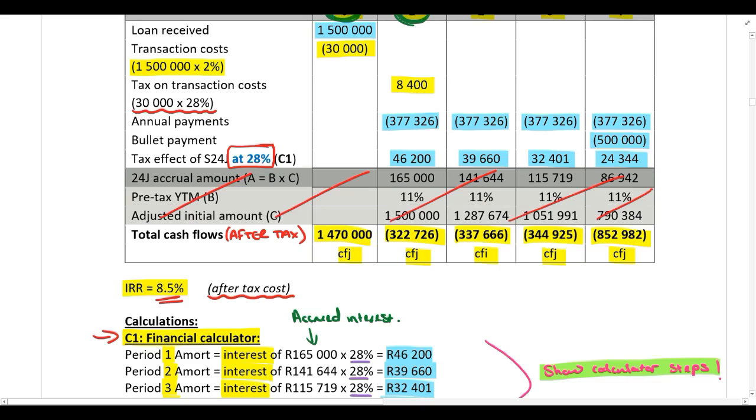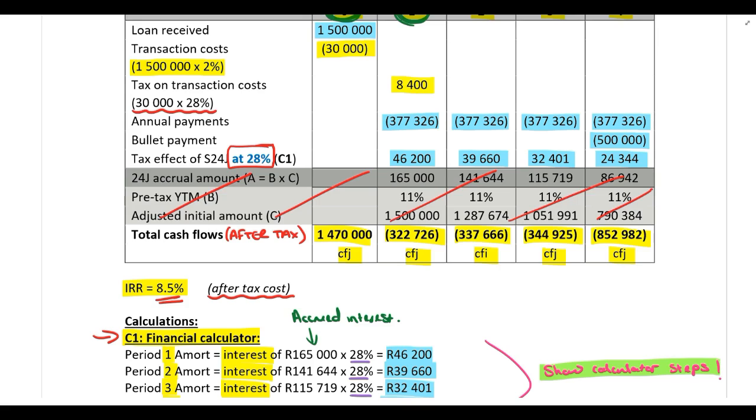Now, in a real life situation, you won't only have one form of finance. You'll have lots of different forms of finance. You'll have various different loans, debentures, etc. You perform this calculation for all of the different forms of finance. And if you are trying to determine the most cost-effective or the cheapest form of finance, you select the alternative with the lowest internal rate of return. So the alternative with the lowest internal rate of return is going to be the cheapest option.